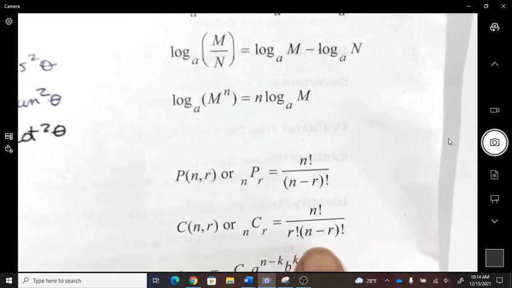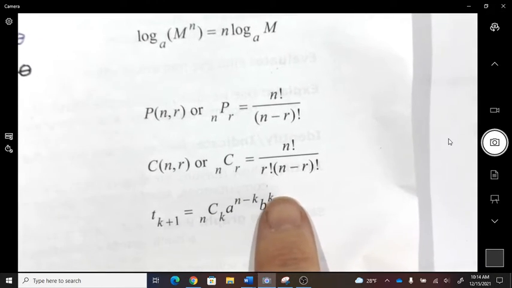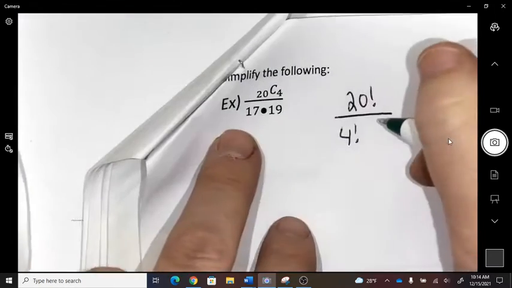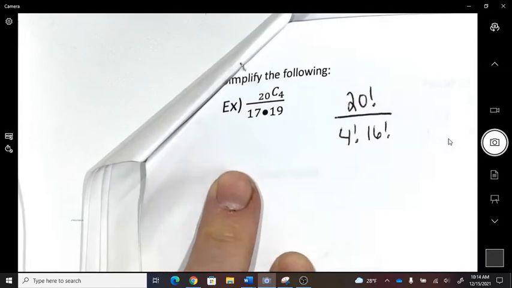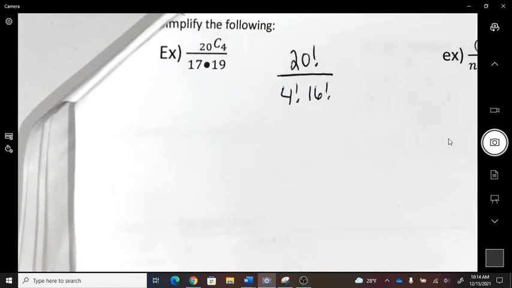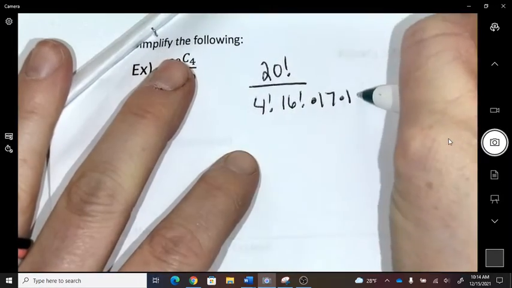And then how do I do n minus r? What number value would that be? If you do n subtract r, 16. And I'm also dividing by a 17 and a 19.